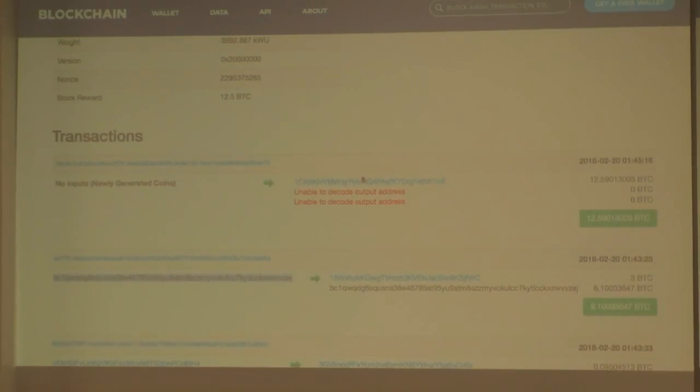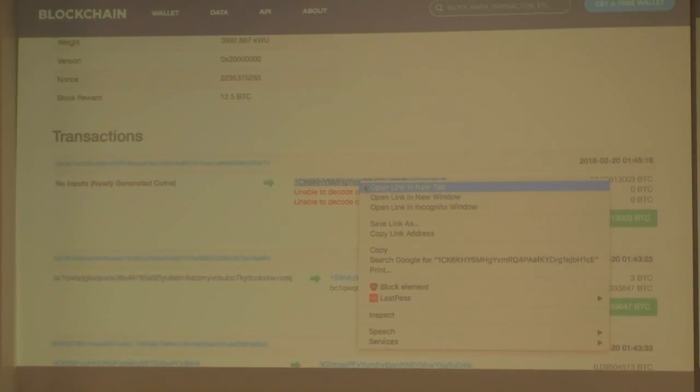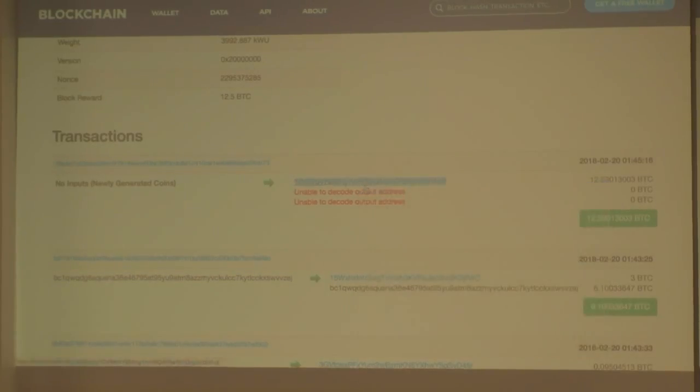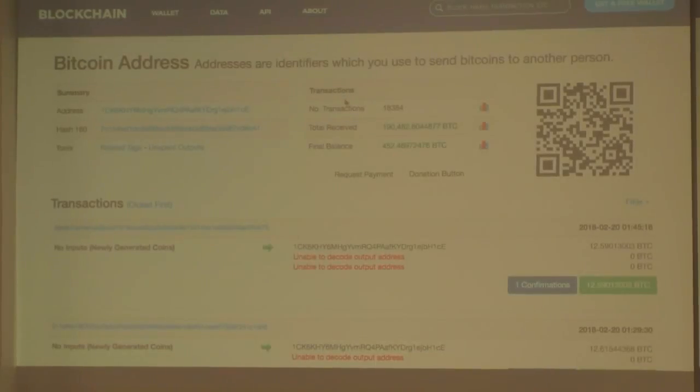Just one interesting fact here. This is whoever mined this block. This is their wallet address. So if we open this up and look in here, they just got 12.5 Bitcoin now. This is their public key. Number of transactions, 18,000. How many Bitcoin do they have? 190,000 Bitcoin. What's that worth? I don't know. I don't want to think.